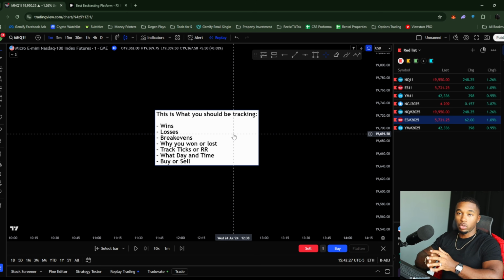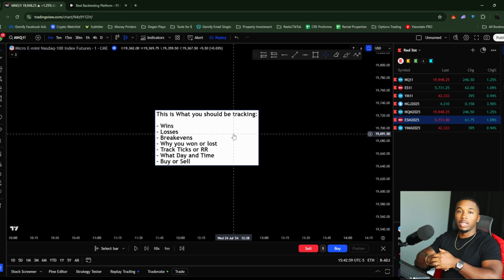How you decide which one to track: if you're always going for a 2-to-1 risk to reward ratio, let's say the strategy you're backtesting is always for a 2-to-1, I would suggest you just track the RRs. That way, at the end of your session, after you subtract the losses from your wins, you would have profited 17 RR or whatever it is, right?